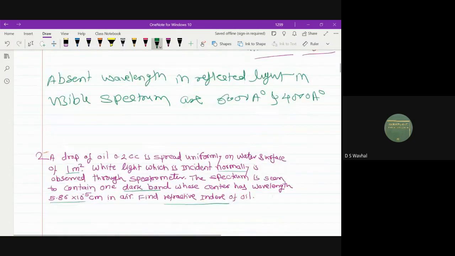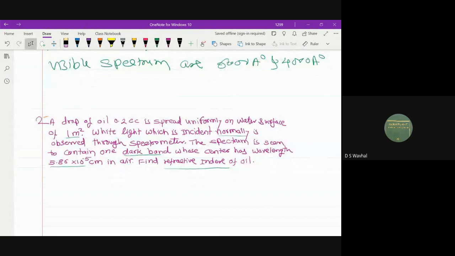Then let us go to the second sum. Let us read it. A drop of oil, 0.2 cc. 0.2 cc means 0.2 centimeter cube. That is the volume of that drop. It is spread uniformly on a water surface of 1 meter square. So when it uniformly spreads on the water surface, it forms a film of equal thickness.